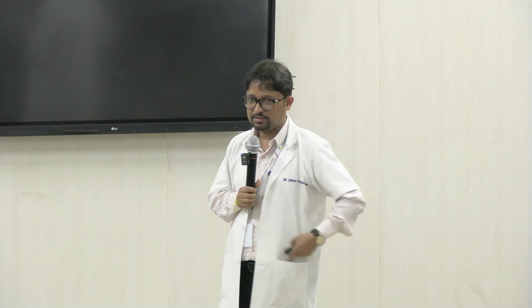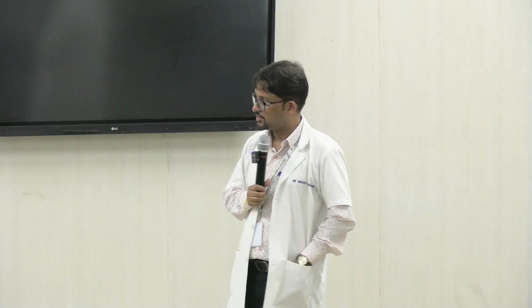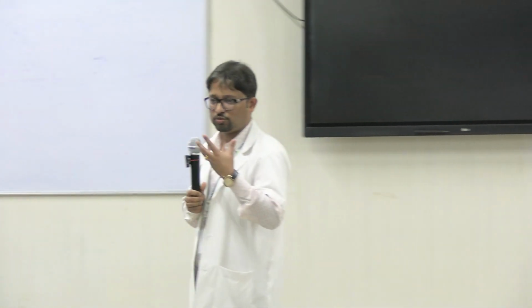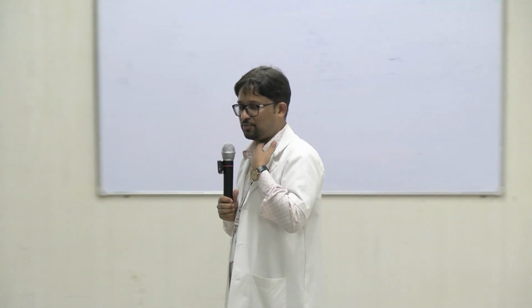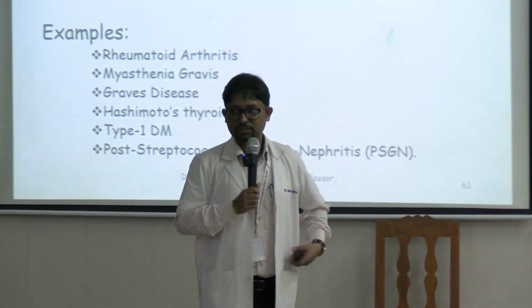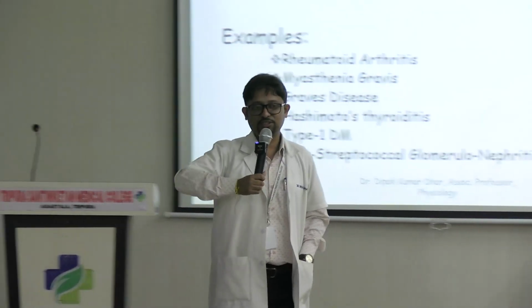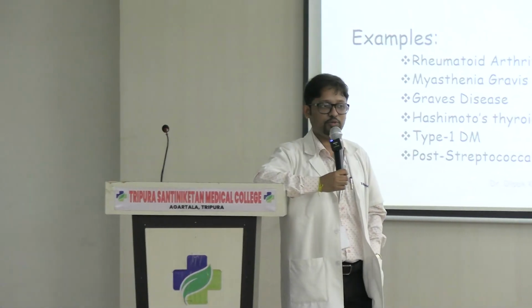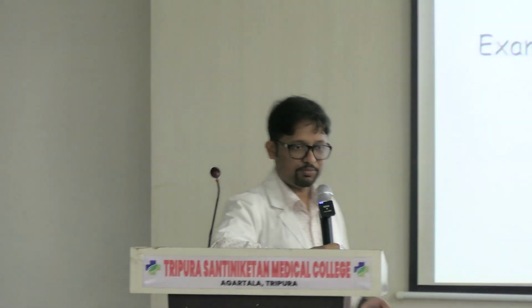Other examples are rheumatoid arthritis, right? Myasthenia gravis. You'll read about this. Graves disease, this is an endocrine disease of the thyroid. Hashimoto's thyroiditis, type 1 diabetes mellitus, right? It is against the pancreas. And post-streptococcal glomerulonephritis. A sore throat, which is very common, a bacterial sore throat, but the sequelae end up in the kidney. So there is an inflammatory response in the kidney, post-streptococcal glomerulonephritis. So the glomerular membrane is affected.